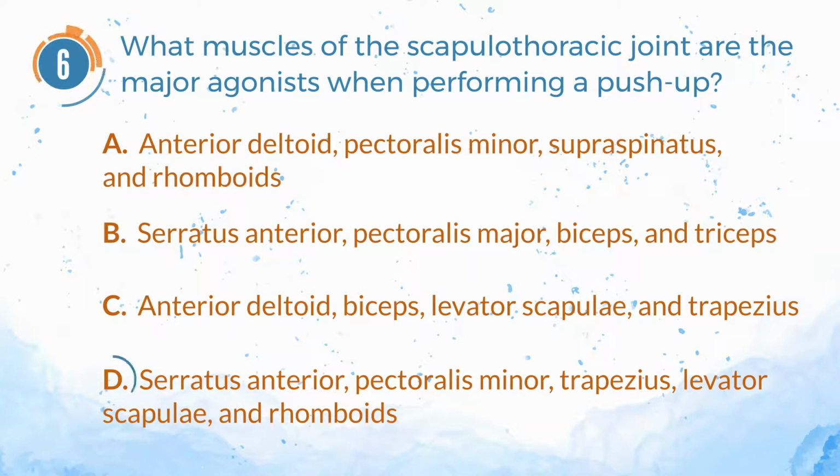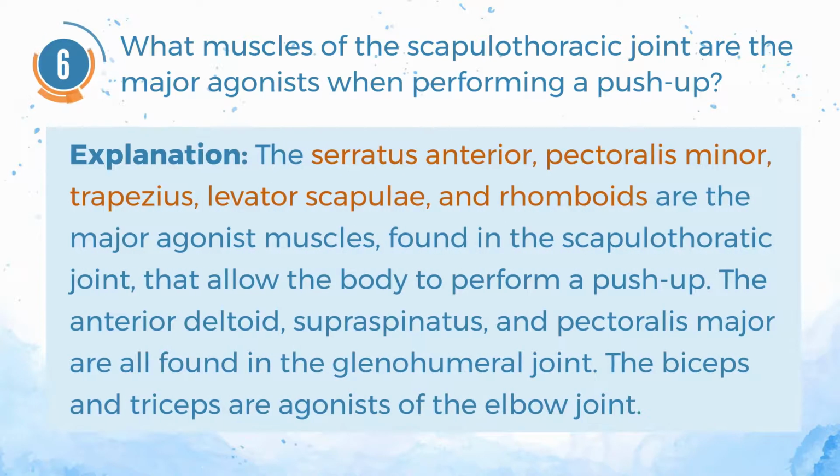The answer is D. Serratus anterior, pectoralis minor, trapezius, levator scapulae, and rhomboids. Explanation. The serratus anterior, pectoralis minor, trapezius, levator scapulae, and rhomboids are the major agonist muscles found in the scapulothoracic joint that allow the body to perform a push-up. The anterior deltoid, supraspinatus, and pectoralis major are all found in the glenohumeral joint. The biceps and triceps are agonists of the elbow joint.